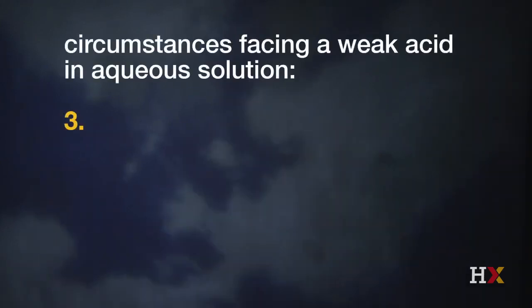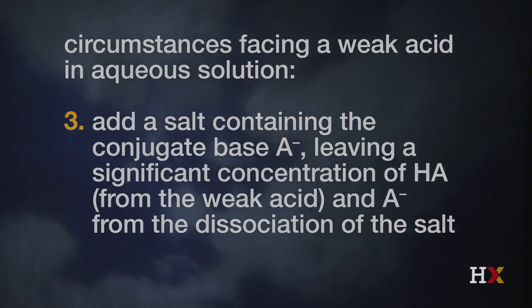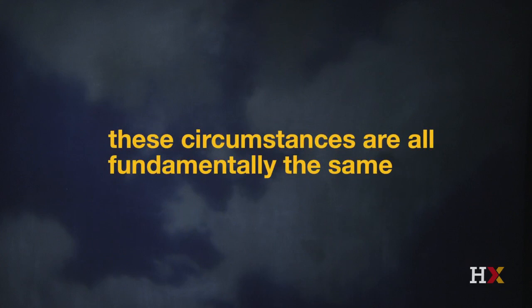So the final point is that we could add a salt containing the conjugate base, that is our acetate anion, leaving a significant concentration of the acid and the anion, the acetate anion, from the dissociation of salt. They're fundamentally the same, and we want to track this similarity between the addition of a base and the addition of the conjugate base directly from some other source. It's a very important unifying idea.